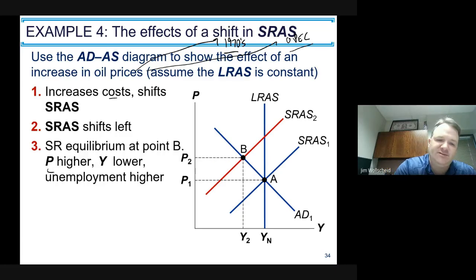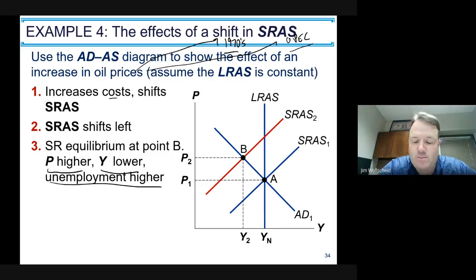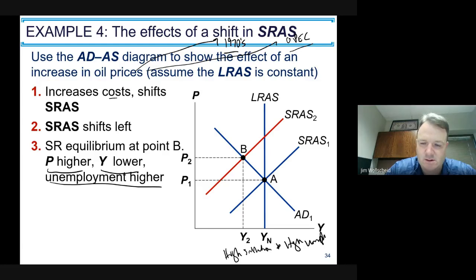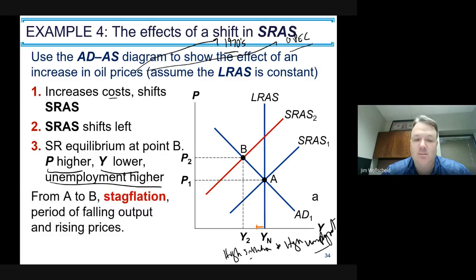What happens when we shift left? Well, when we shift left, we get the worst of both worlds. We get high inflation and high unemployment. So when we shifted aggregate demand, we only got one bad thing. We only got either higher inflation or higher unemployment. We didn't get both. With short-run aggregate supply, we can actually get both. And we refer to this situation as stagflation.